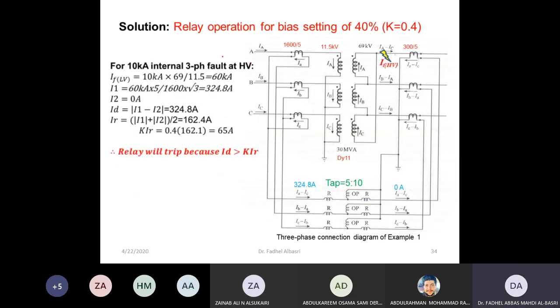And for the internal fault, now suppose the fault is changed to here. So the fault is here. What would happen now? In this case, it depends. I'm assuming now the HV side is unloaded, okay? There is no source. Now, if there is a source, that current also will reverse.